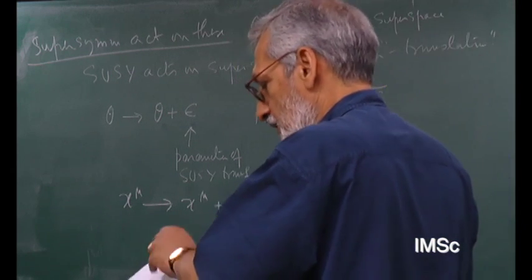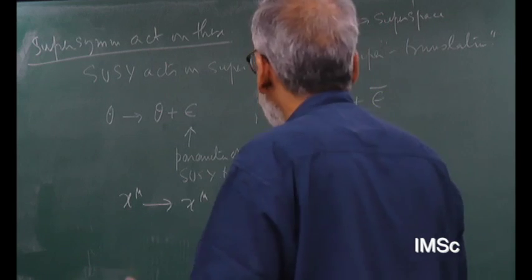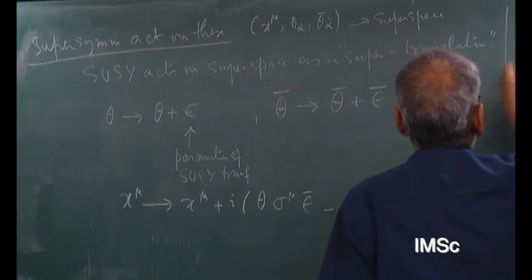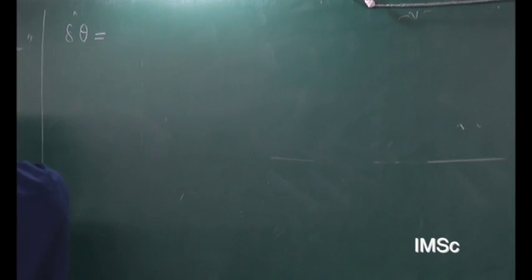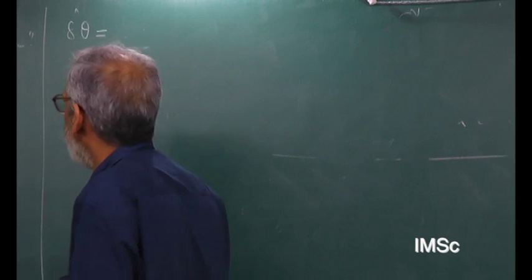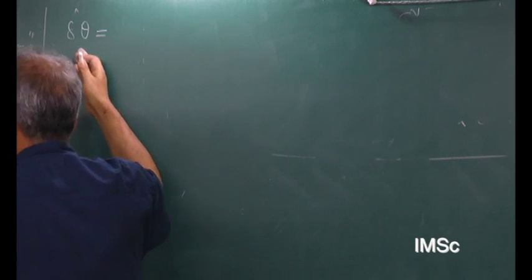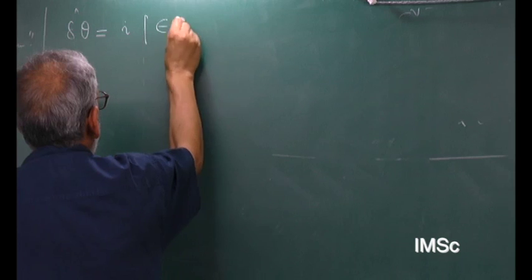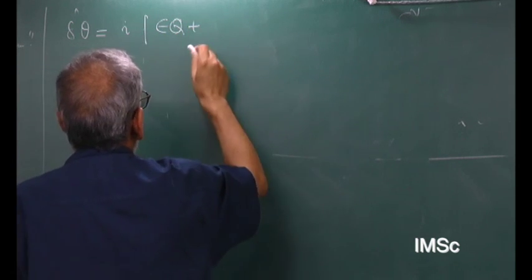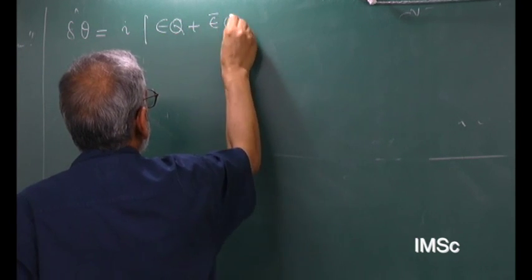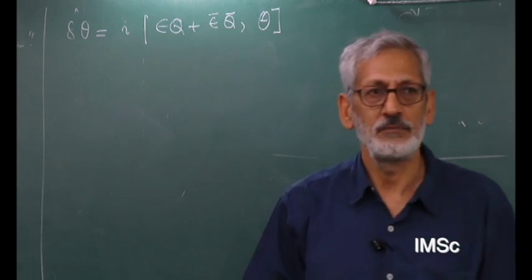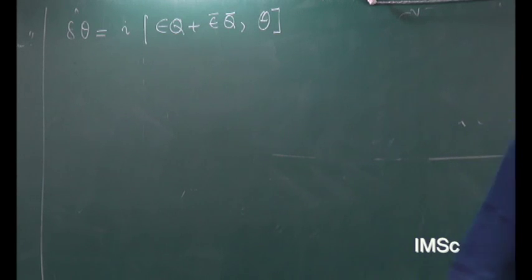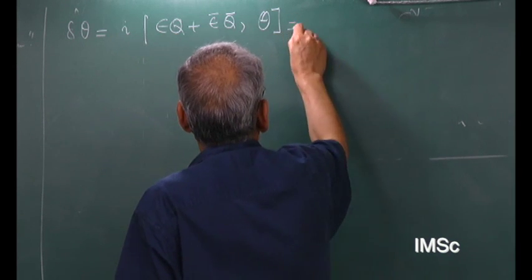Now, let me write down. So what I mean is that under SUSY transformations, if I write it in terms of the generators, the change in theta, which is epsilon, would be given in terms of supersymmetric generators or supersymmetric transformation, commutator with theta. That's the change under the transformation. And this object is epsilon.